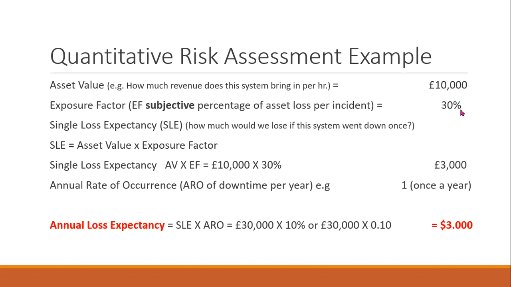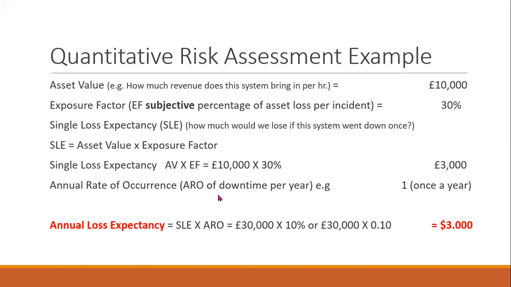So I've just used a figure of 30%. In the event this system were to go down once, then we might lose 30% of that asset value per incident. Single loss expectancy is the asset value times the exposure factor. So the asset value is £10,000 here, and the exposure factor is 30%. So that is 10,000 times 30%, because the calculation is asset value times exposure factor. So 10,000 times 30% is £3,000.